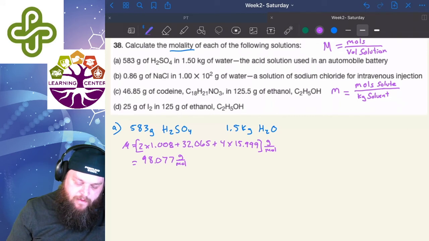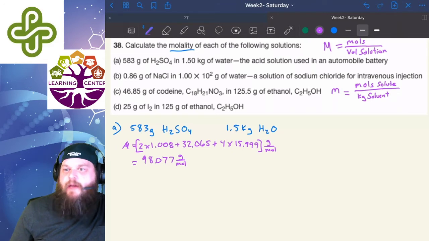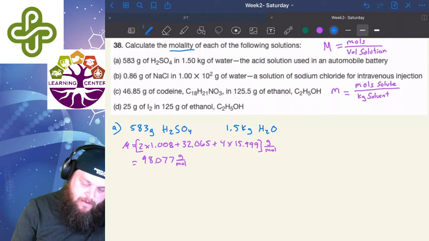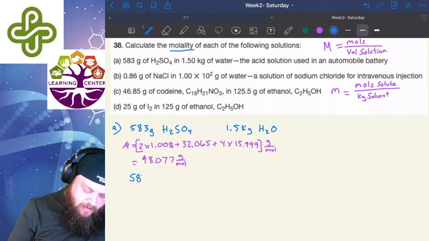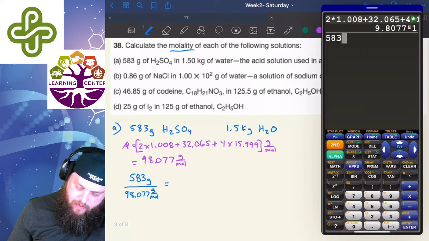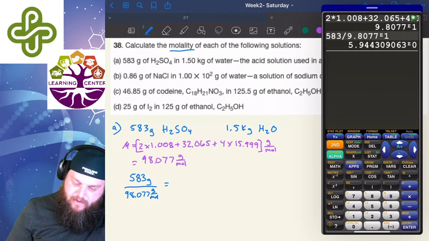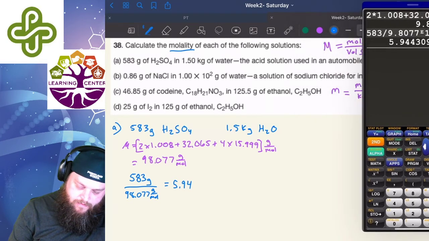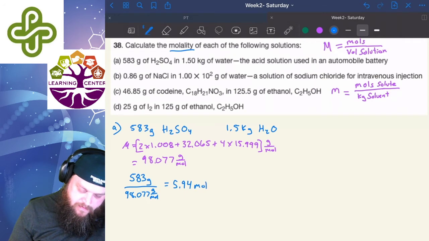So now that we have the molecular weight of that, we can take the mass of the H2SO4 that we have, divide that by the molar mass, and that'll give us the moles that we're looking for. So that's 583 grams divided by 98.077 grams per mole. 583 divided by my last answer is equal to 5.944. Say 5.94, and that's moles.